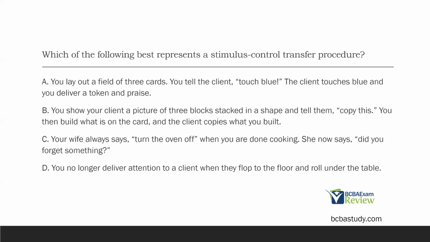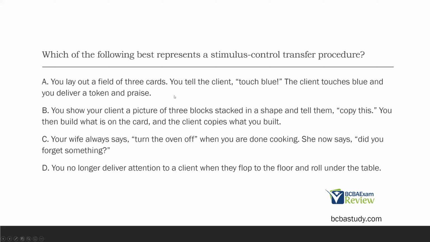So for our answer here, that's what we're looking for: a situation where we have one SD that has control over a behavior, and we're trying to transfer that control to another. So A, you lay out a field of 3 cards. You tell the client, touch blue. The client touches blue, and you deliver a token and praise. Are we transferring anything here? No, this is a straightforward discrete trial, right?